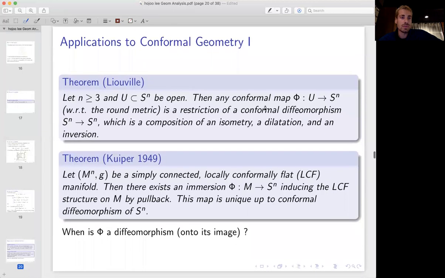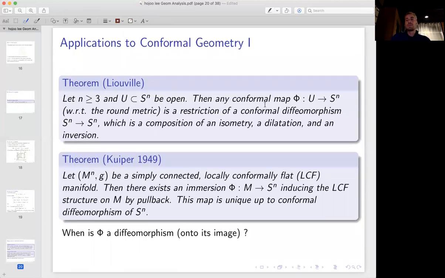So now I want to talk a little bit about applications to conformal geometry. I told you a little bit about the positive mass theorem, why it's related to the torus theorem, or things like that.